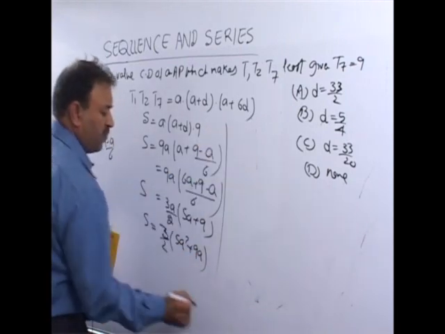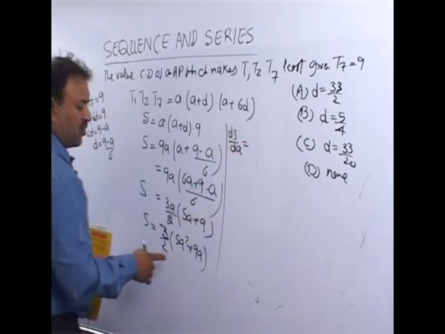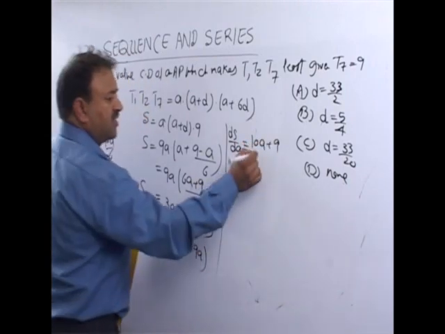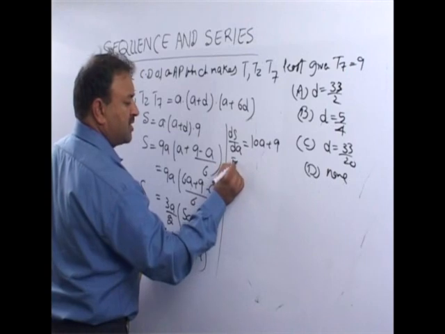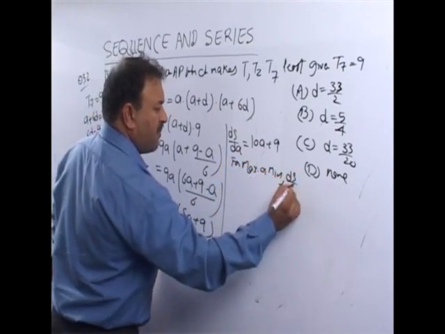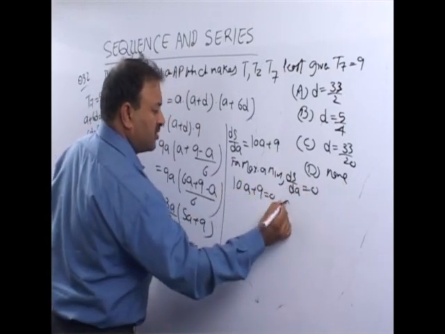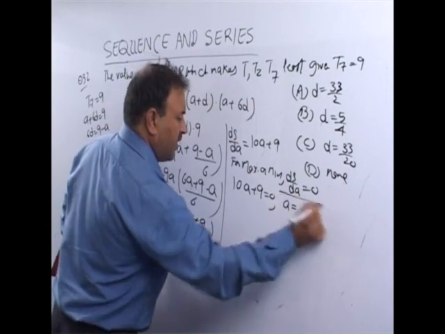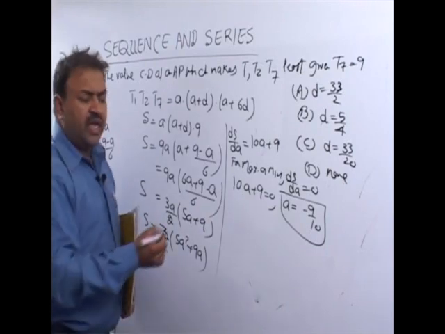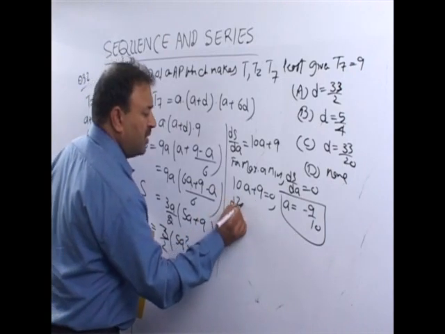Now we find dS upon dA. That is equal to 10A plus 9. For maxima or minima, dS upon dA is equal to 0. So 10A plus 9 is equal to 0, and A is minus 9 by 10. Now we have to check whether at this point, the only point we got, A gives a maximum or minimum. We find the double derivative.